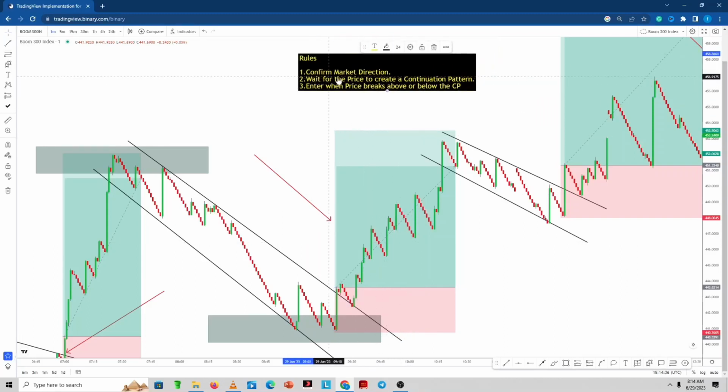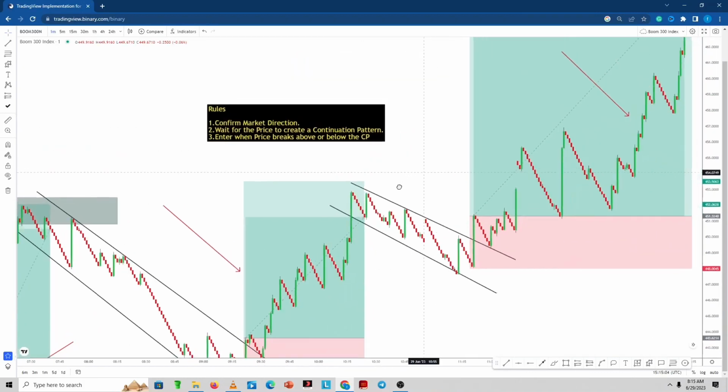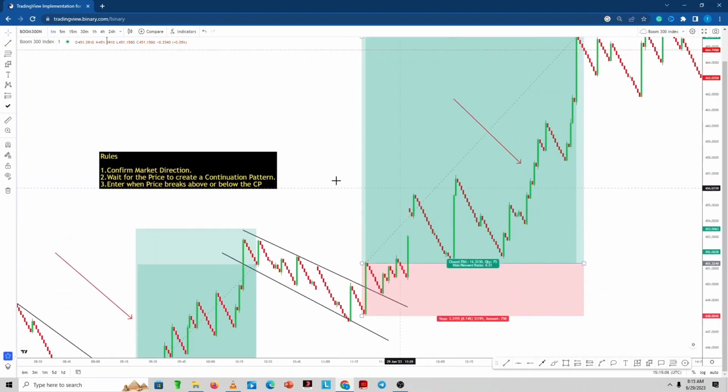So if the market creates a continuation pattern, our job now is just to wait for the price, to wait for one spike that will break this channel, like this point here. When it breaks above this channel, then we enter, which is rule number 3. Enter when the price breaks above or below the continuation pattern. So you're going to enter here, you put your stop loss down, and you catch all these spikes easily, guys, just like that.